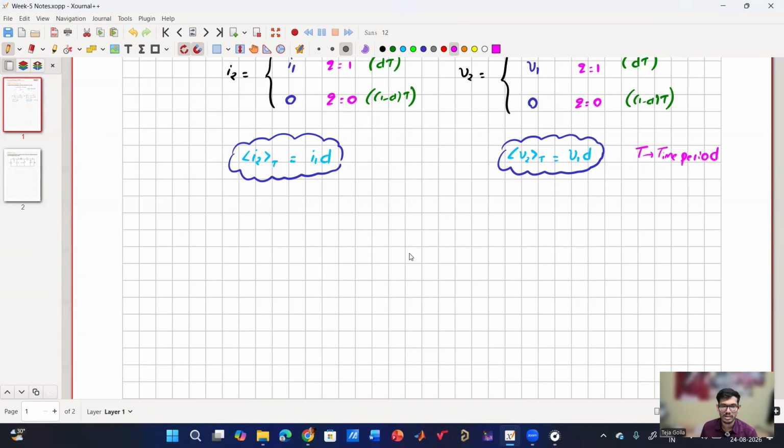Using the small signal perturbation variable, we can get the small signal transfer function or the small signal model, which we can use for designing the controller in the upcoming weeks.